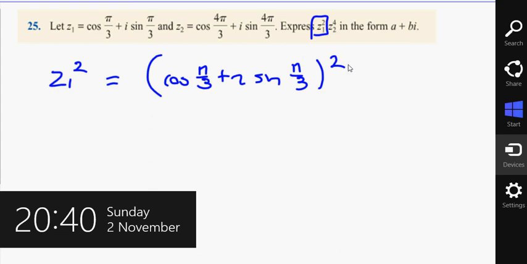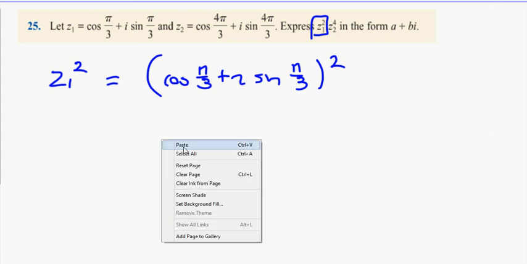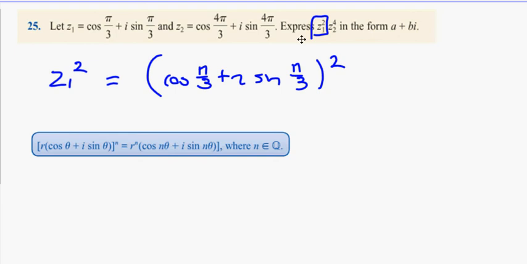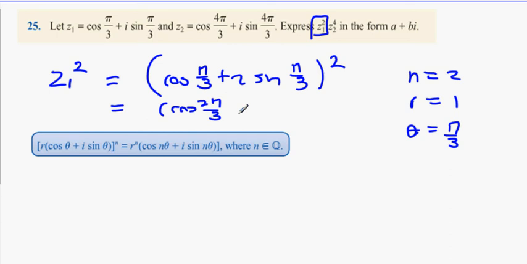Once again, you're using De Moivre's theorem. So n equals 2, r equals 1, theta equals pi over 3. So when we do this, it's going to be n times theta, which is 2 pi over 3, so it's going to be cos 2 pi over 3 plus i sin 2 pi over 3.